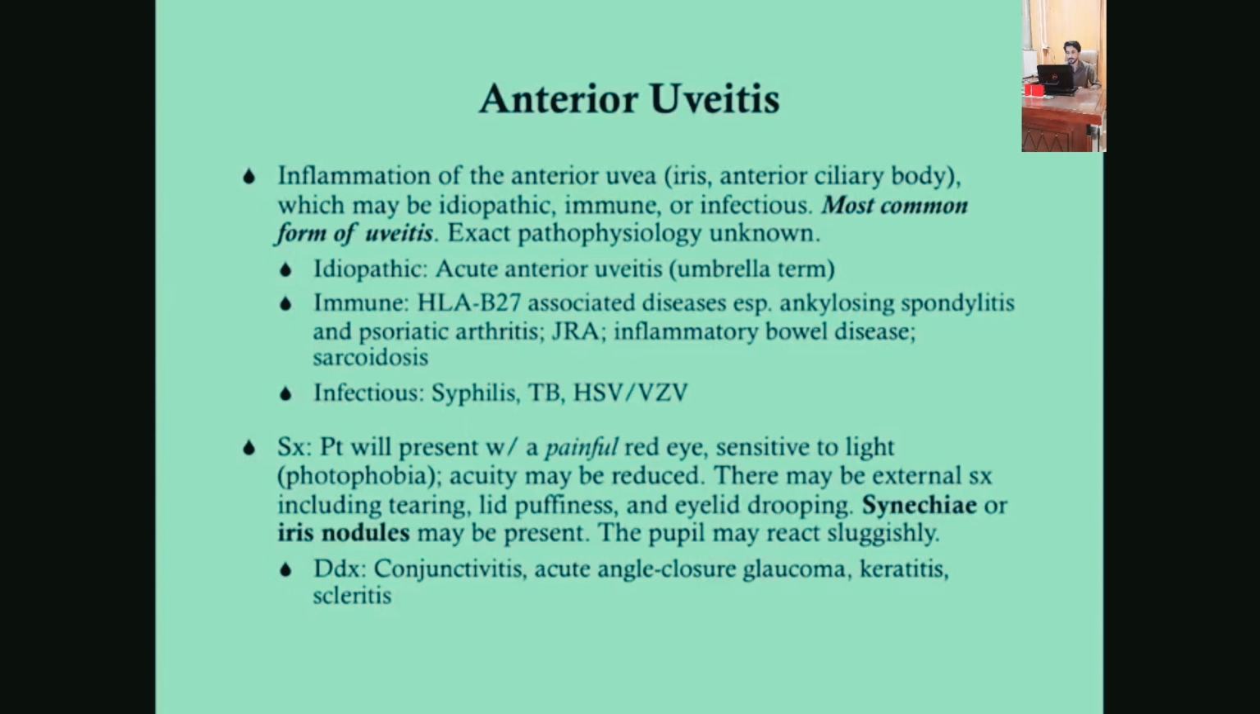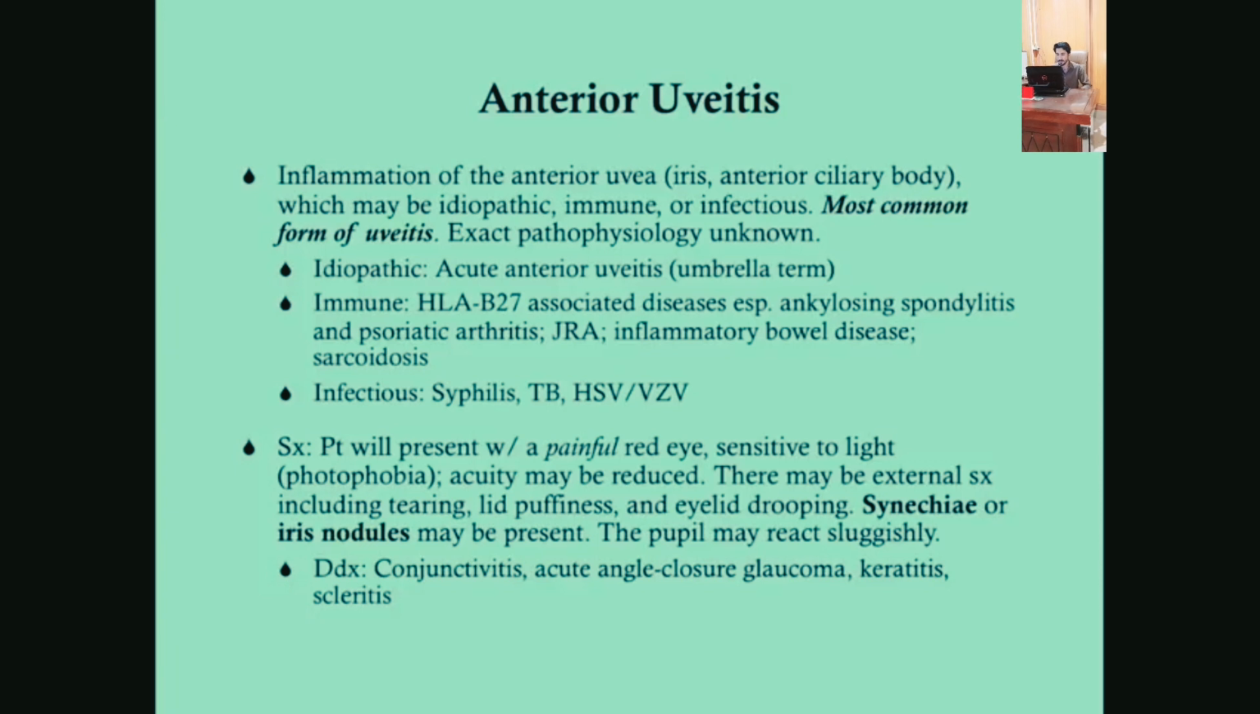You can have acute anterior uveitis, and this is an umbrella term. This can be part of an immune process. But because we don't know exactly what causes it, when you have idiopathic anterior uveitis, it's usually because of acute anterior uveitis. So it's an umbrella term, but it can also refer to a specific pathophysiologic process. The only problem is we don't know exactly what causes it. We don't know the pathophysiology behind it.